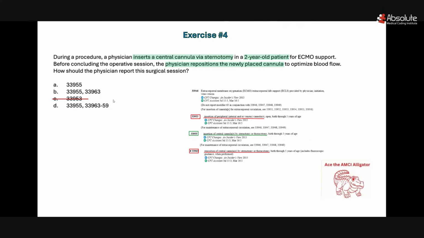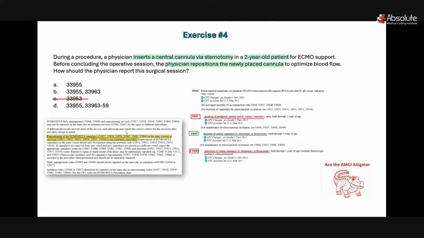that will help. Okay, so let's have a look into the guideline. Can we code the insertion and repositioning together in the same session? The guideline says that repositioning of the ECMO cannula in the same session as insertion is not separately reportable. So you can only code for the insertion. You cannot code for the repositioning, making option A, 33955, the correct answer.